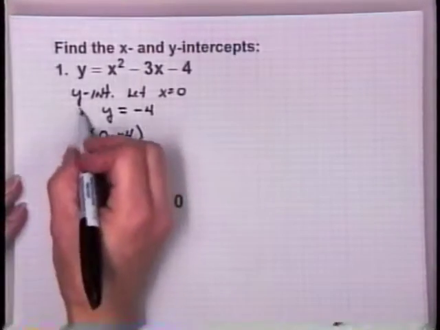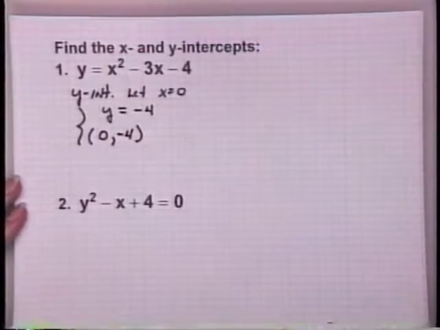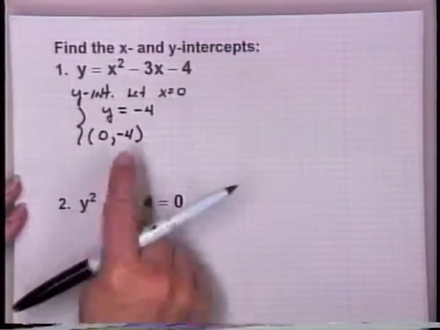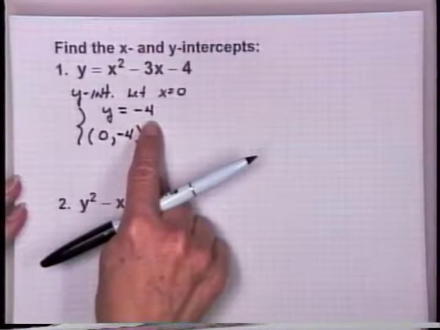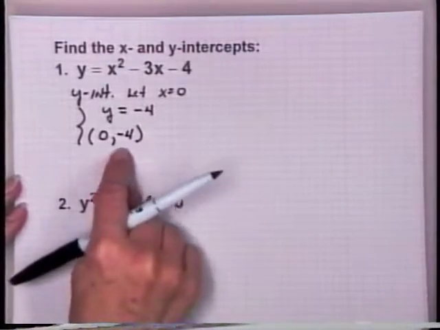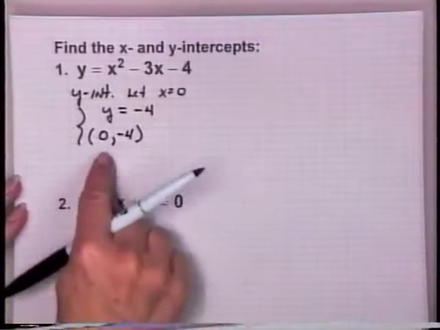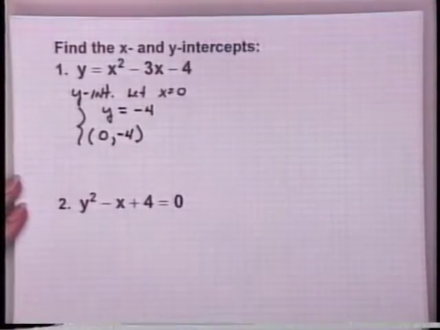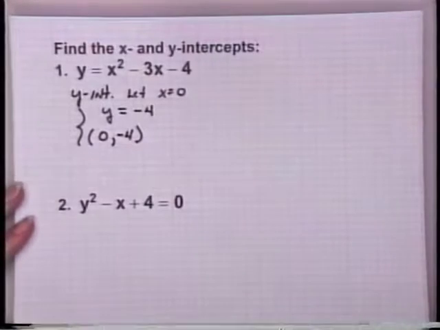It depends on your instructor which way they might want you to indicate the y-intercept. Sometimes y equals -4 is sufficient. Sometimes they would rather have the point. I like this form because it reminds you that x is 0 and it reminds you how to locate that y-intercept on your graph.